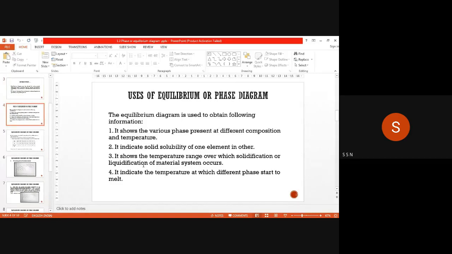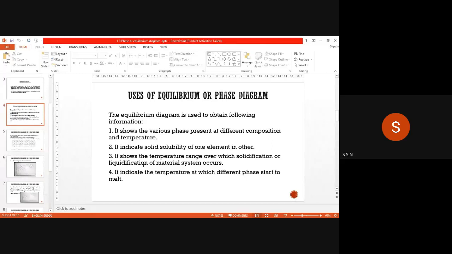As for the use of this equilibrium diagram or phase diagram, I have already told you for what purpose we are using it: for knowing the phases, knowing the microstructure, and ultimately knowing the properties of the material. So the equilibrium diagram is used to obtain the following information. It shows the various phases present at different compositions and temperatures. Secondly, it indicates the solid solubility of one element in another.